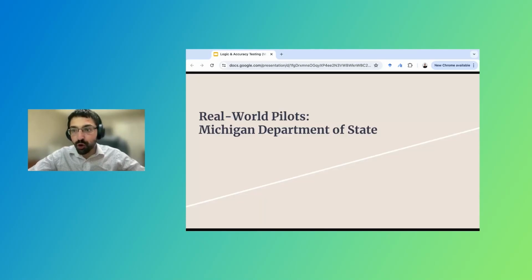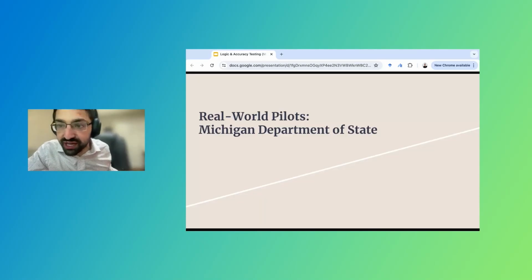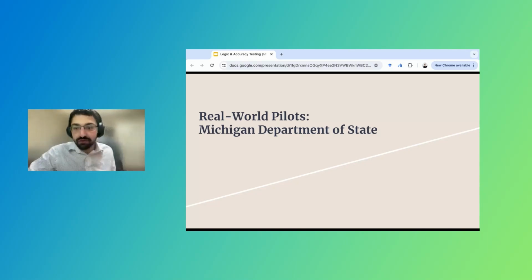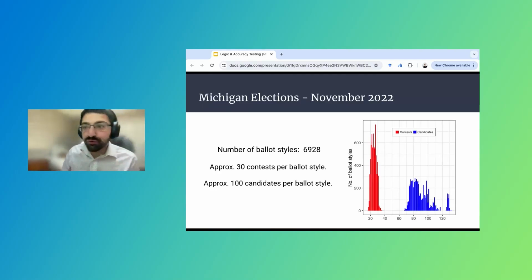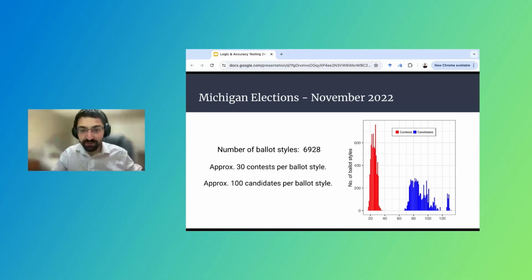So let me just show how this approach scales to real-world elections. We've been working in collaboration with the Michigan Department of State over this past year and a half. What I want to show is some numerical results that we did retrospectively with them on their November 2022 election. In that election, across the state, there were just under 7,000 different ballot styles, different actual ballots that people saw.